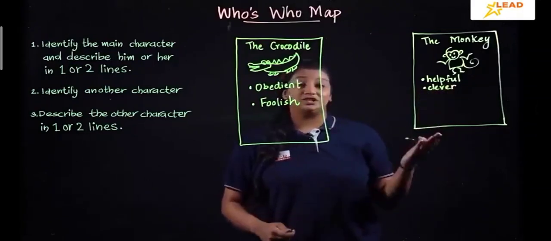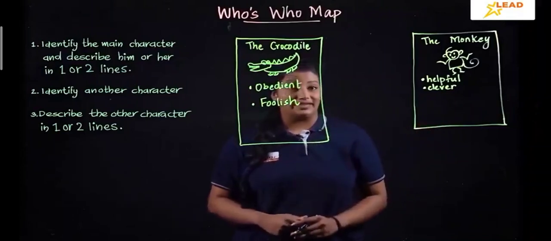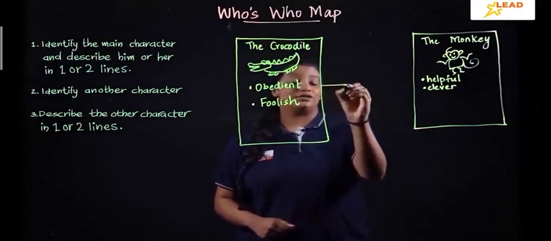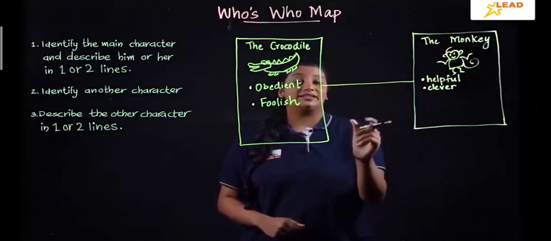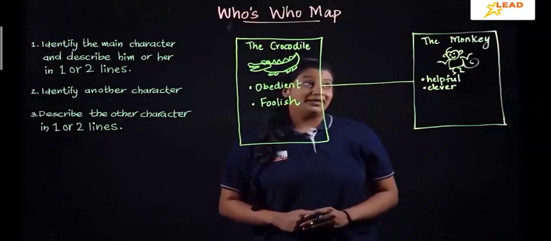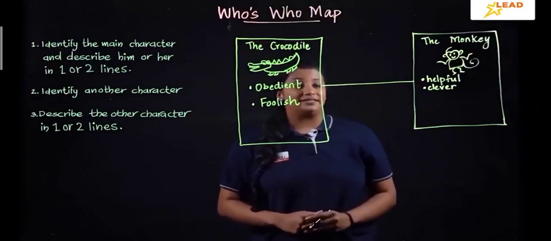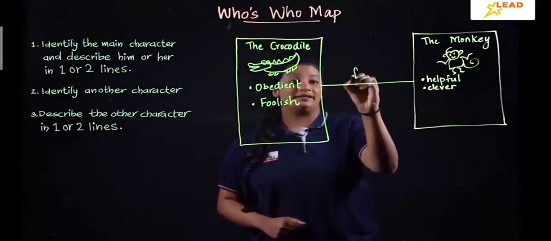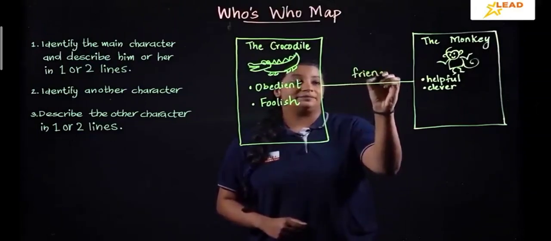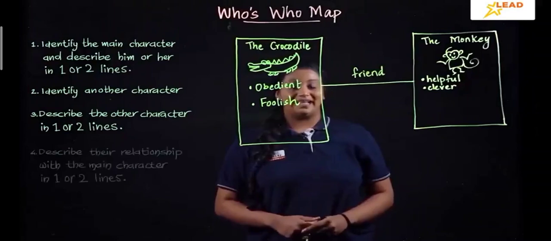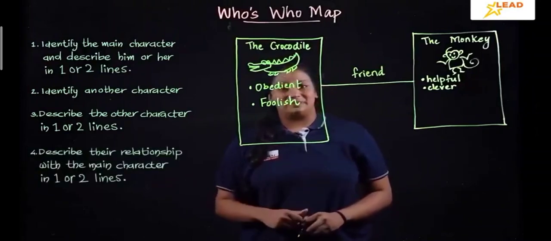We will mention the relationship that the monkey and the crocodile share by drawing a line between the 2 boxes and writing the relationship above the line. We know that the monkey and the crocodile were friends. So I'm going to write friend here. Let's move on to the last step.